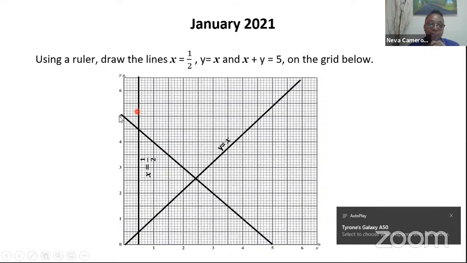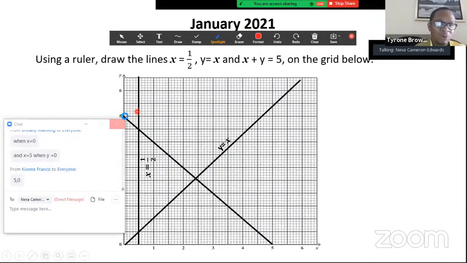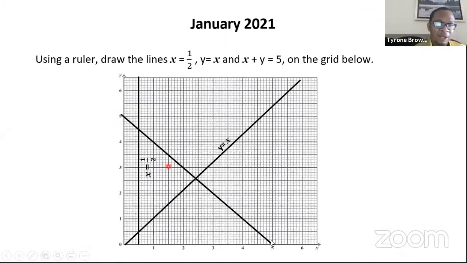For x plus y equals 5, that gives the y-intercept and the x-intercept. Awesome, they should be seeing that. They should be picking that up. Those are the easiest points for you to find for your x plus y equals functions.